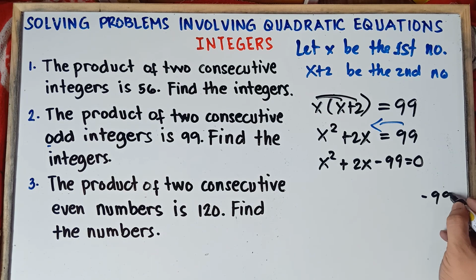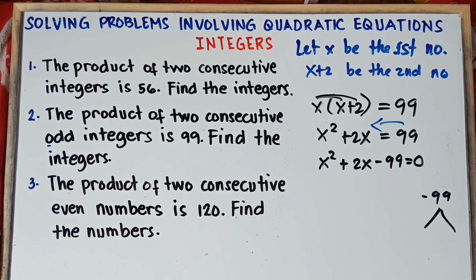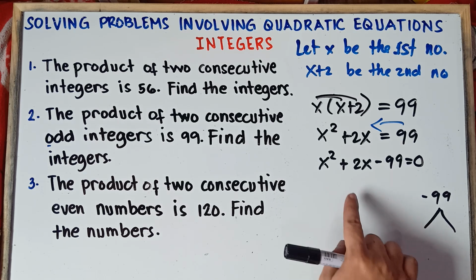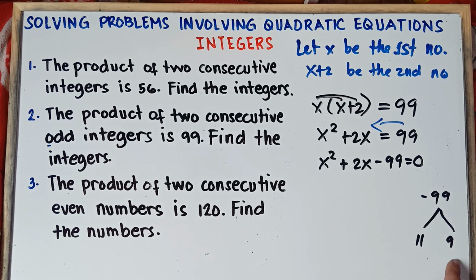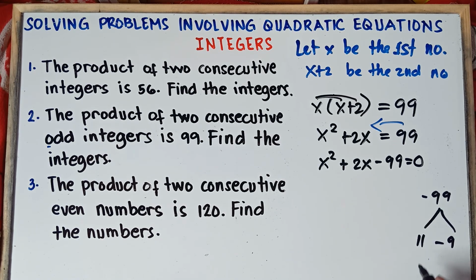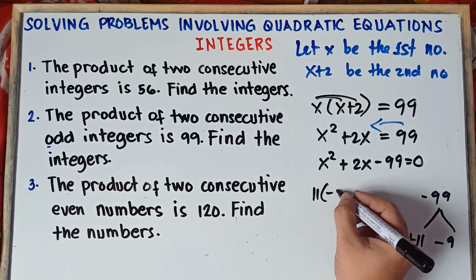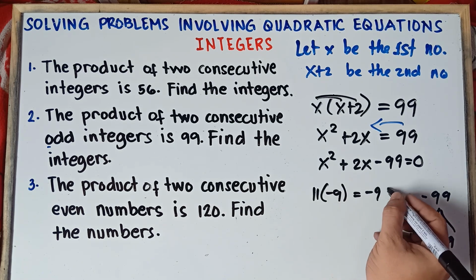For negative 99, you find two numbers that when you multiply, you will get negative 99. If you combine, you will get positive 2. Of course, there would be 11 and 9, right? So one number should be negative because this is negative 99. So there would be positive 11 and then negative 9. Why is that, sir? Because if you multiply 11 times negative 9, that's negative 99.